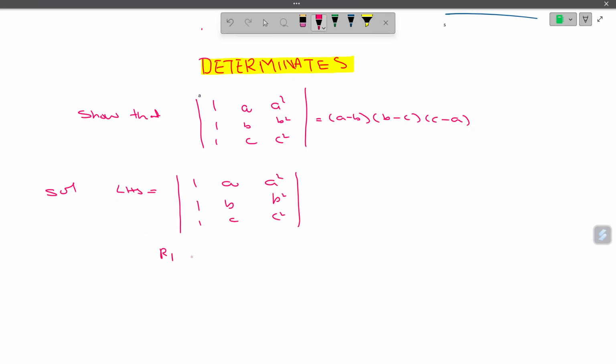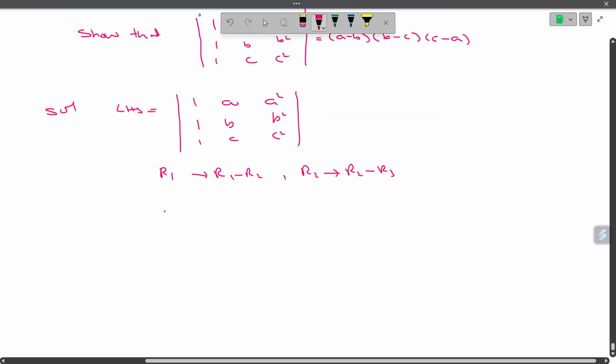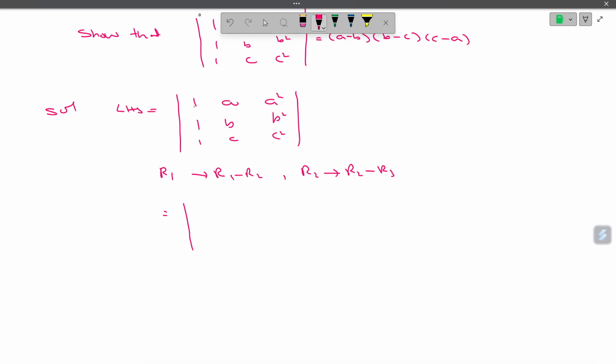Row operation. R1 implies R1 minus R2 and R2 implies R2 minus R3. This is the first row, second row, third row. This is the first column, second column, third column. So R1 minus R2: 1 minus 1, A minus B, A square minus B square. Now R2 implies R2 minus R3: 1 minus 1, B minus C, B square minus C square.